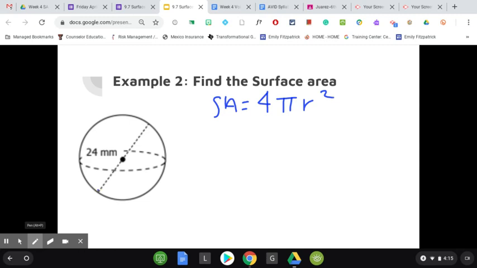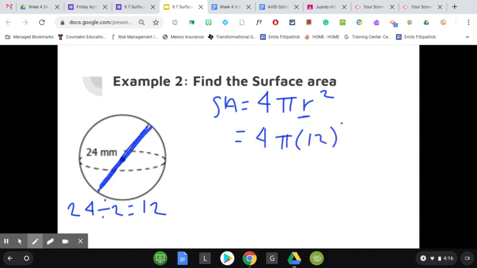This time we're not given the radius. If you notice, we're given the diameter. So please don't plug the diameter in there. Don't plug the 24 in. We want the radius. So we're going to do 24 divided by 2 first to get the radius, which is 12. So that's what we want to plug in. We want to plug in the radius. So watch out for that because I will try to trick you.